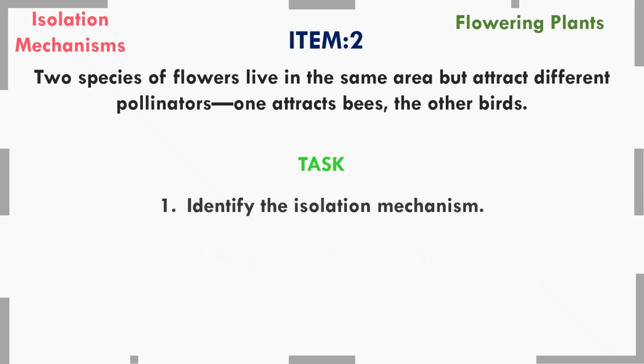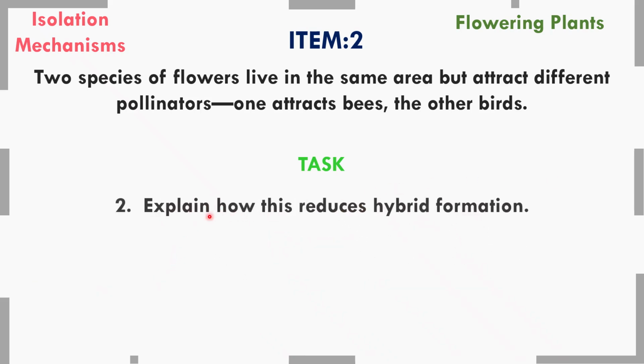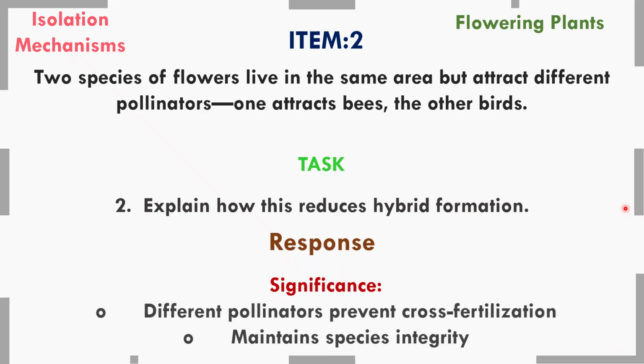Let's start with identifying the isolation mechanism. The isolation mechanism is ecological, behavioral isolation, pollinator specificity. Explain how this reduces hybrid formation. Significance: different pollinators prevent cross-fertilization, and this maintains species integrity.